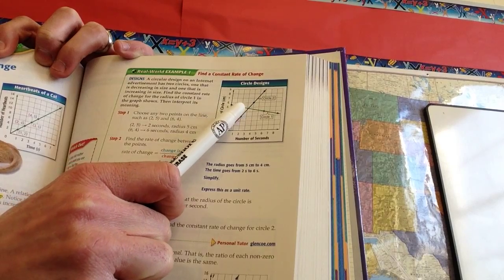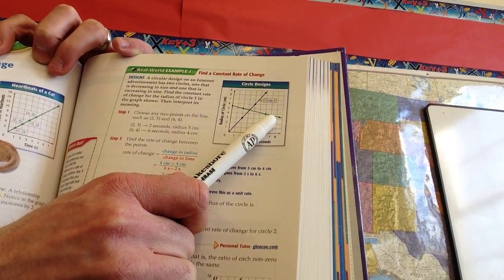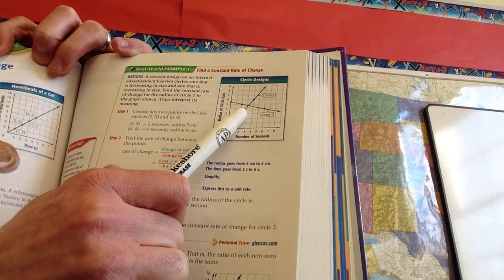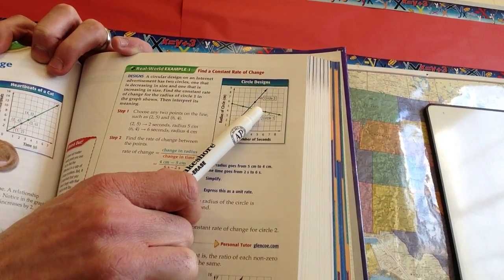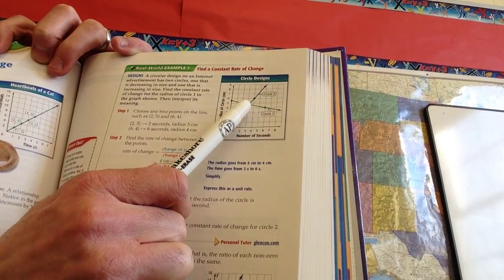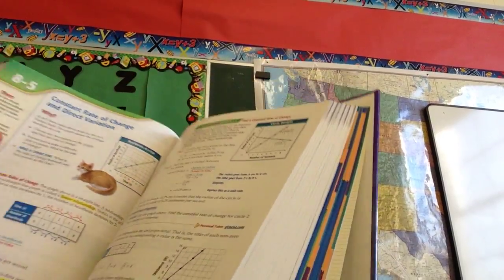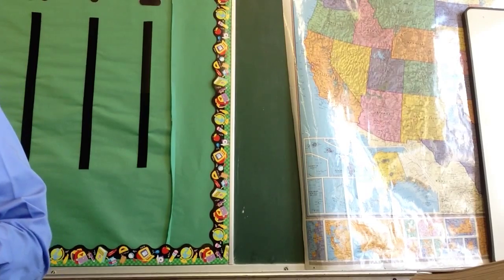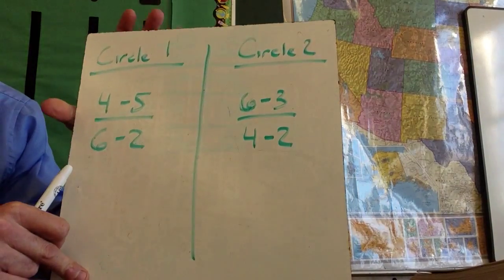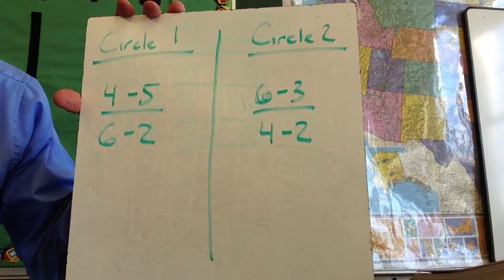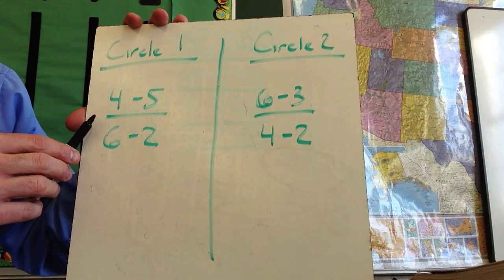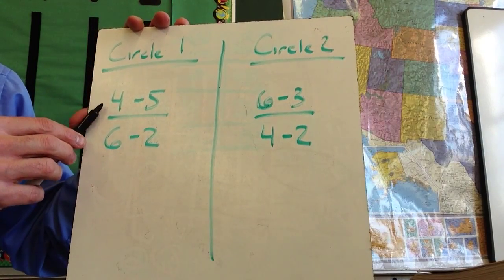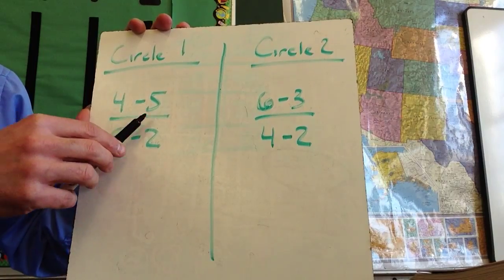I want to take a moment and come back to rate of change. Looking at circle 1 and then circle 2, I'm going to take this point, and this point, and then this point, and this point. Let me readjust the camera. If I look at that on a slide, circle 1, I'm taking that first point, which was 4, 6, and the second point, which was 5, 2.